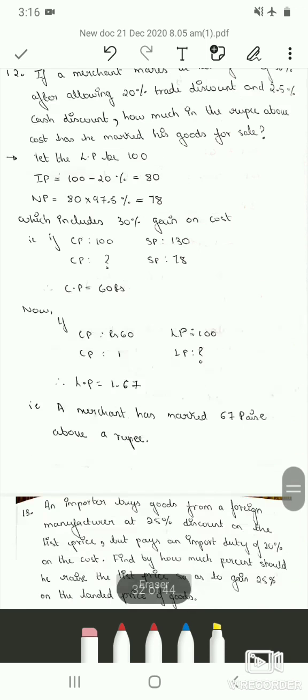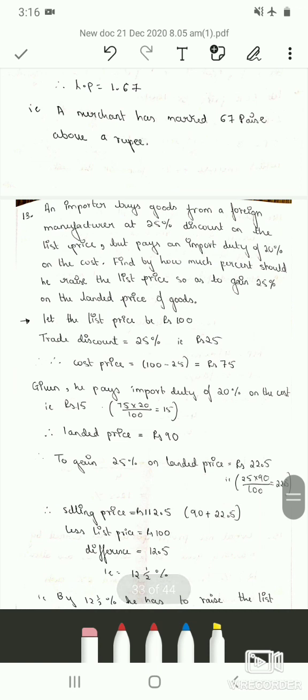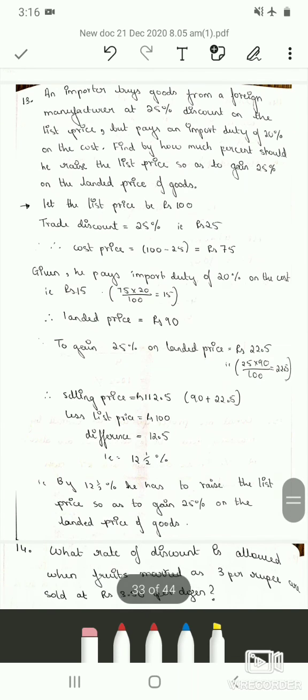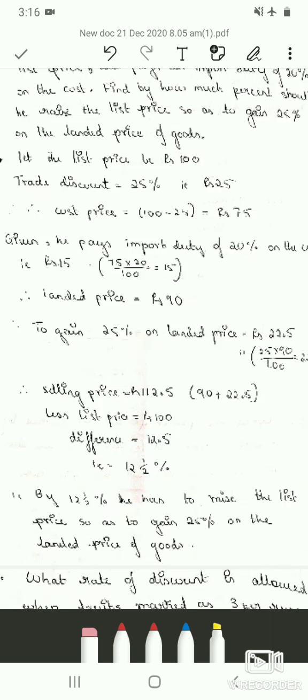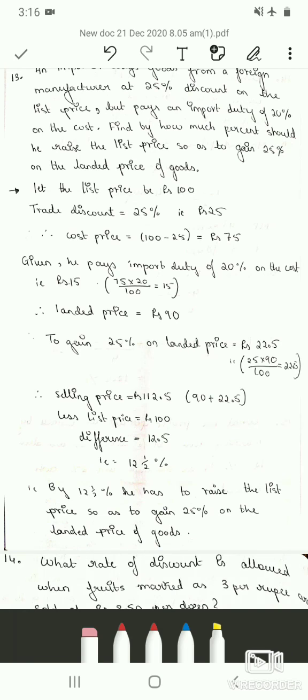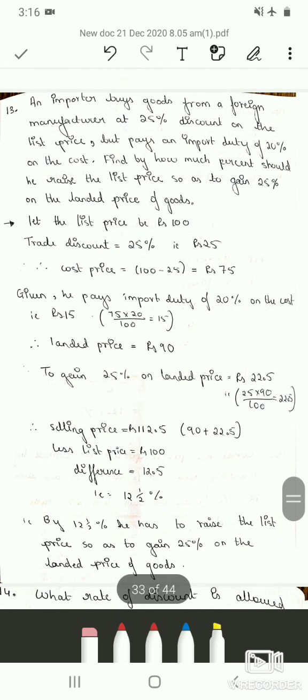So the next question is: an importer buys goods from a foreign manufacturer at 25% discount on the list price but pays an import duty of 20% on the cost. Find by how much percent he should raise the list price so as to gain 25% on the landed price of goods. So these are all practical problems that many of the sellers and buyers will be using in their day-to-day life.